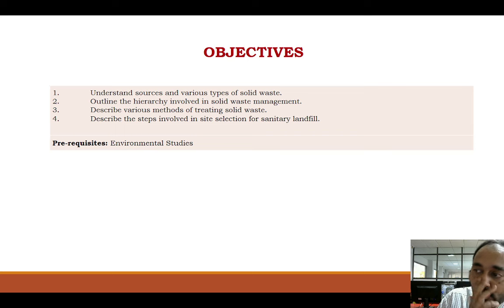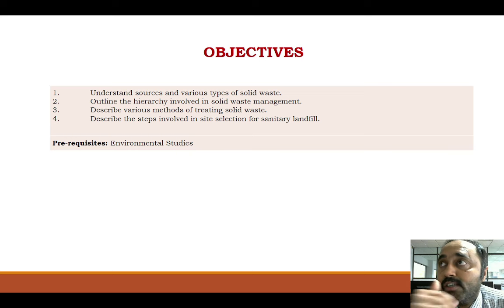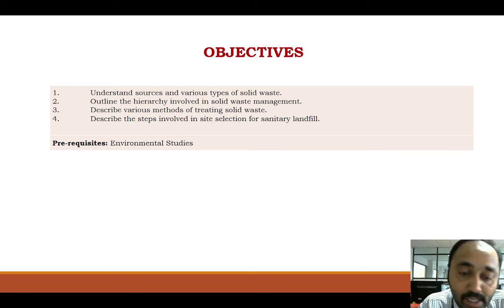So here we come across the objectives. We need to understand the source for the generation of solid waste, which are the different types of waste available to us, how solid waste management is taken up by its hierarchy, which are the various treatment methods to treat this solid waste, and also the steps involved in site selection for sanitary landfills, and how we can reuse that land for different purposes.